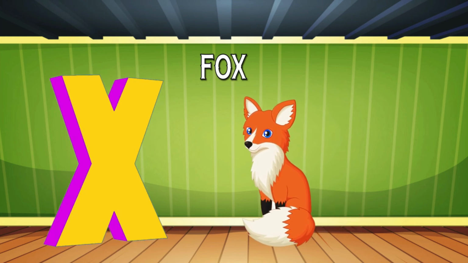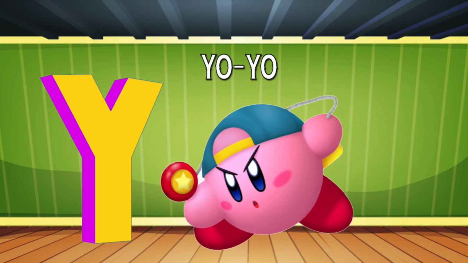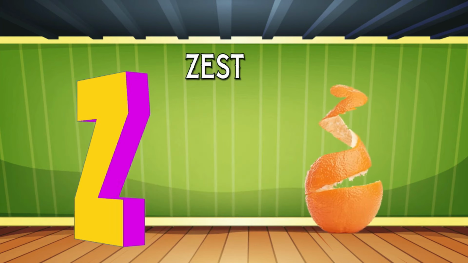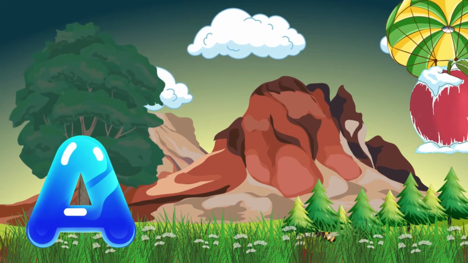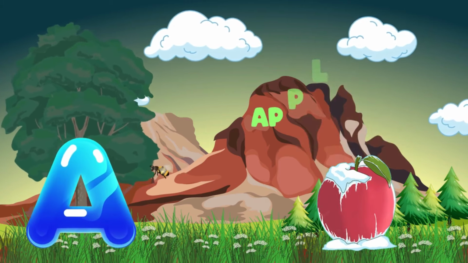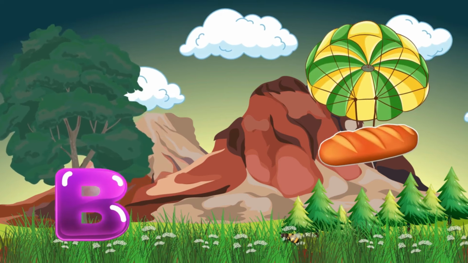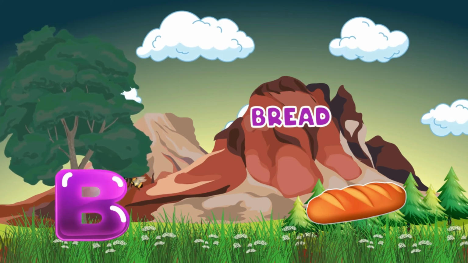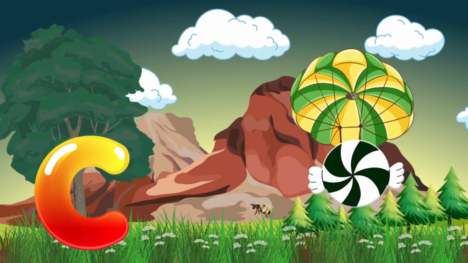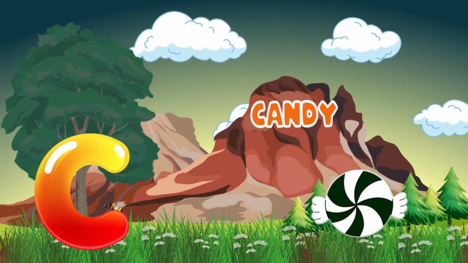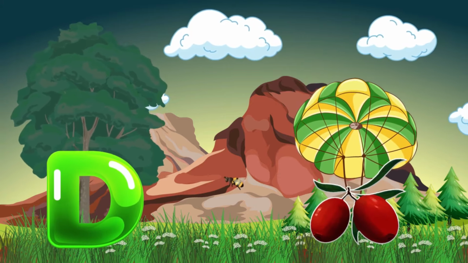X is for fox. Y is for yo-yo. Z is for zest. A for apple. B for bread. C for candy. D for dates.